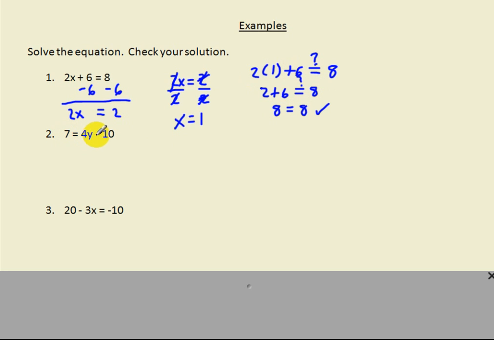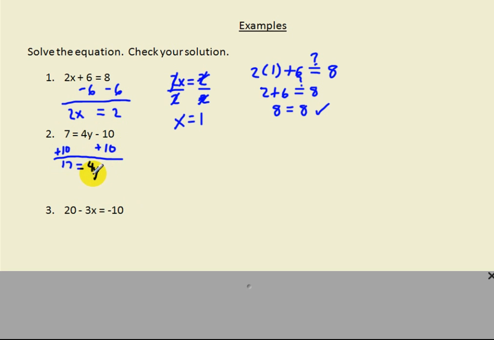Right, 7 equals 4y minus 10. So here, focus on where the variable is. It's on the right-hand side of the equation this time. There's a multiplication by 4 and a subtraction by 10. So multiplying comes before subtracting, so working backwards, we undo the subtraction by adding 10. That means we have to also add 10 to the other side of the equation. So now we get 7 plus 10 is 17, and then we have 4y, and then the subtracting 10, adding 10 cancel each other out.